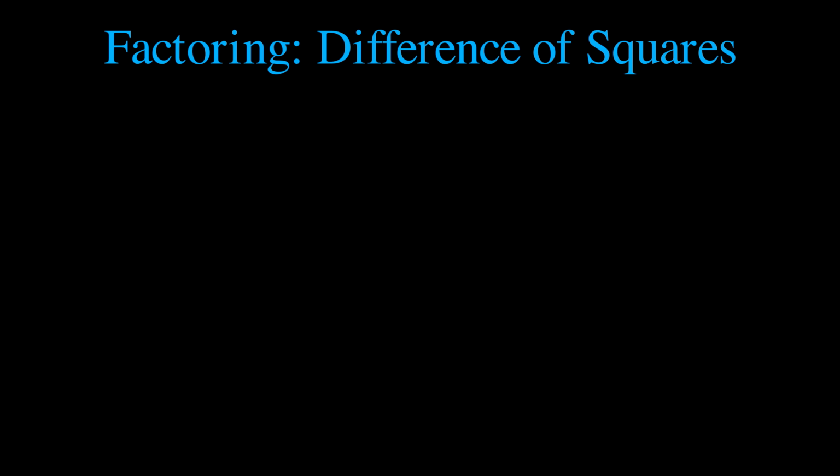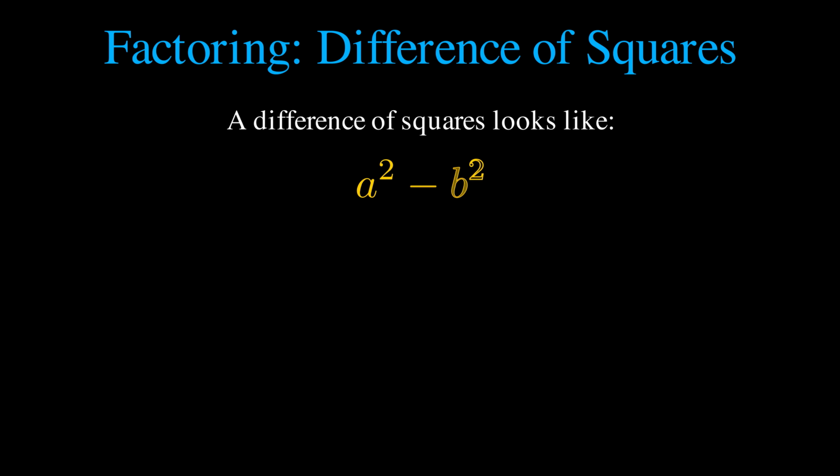Now we're learning a special type of factoring called difference of squares. You only use this when you see two terms and both terms are perfect squares with a minus sign in between.